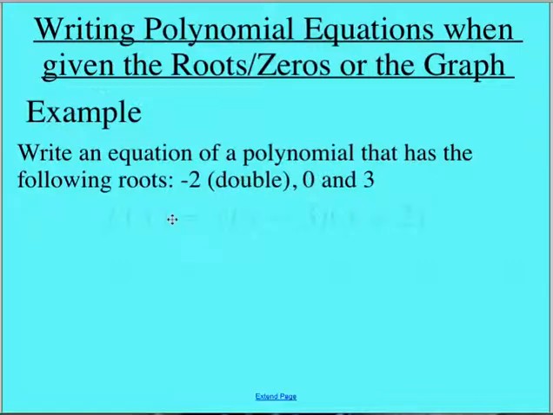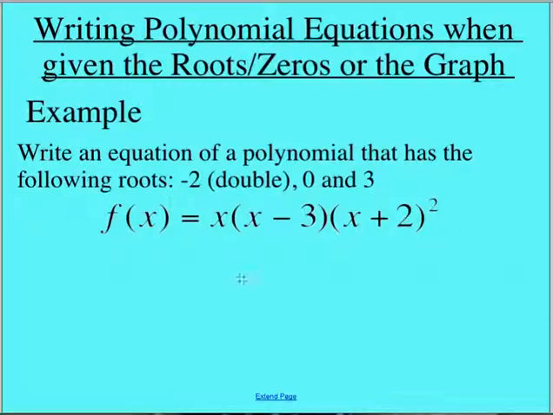So first thing is to write it as a product of its factors. When you have an x-intercept of 0, that means x is going to be by itself. And then I have 3 is x minus 3. And then I told you that -2 is a double root. So that's going to be a factor of x plus 2, and then it's going to be squared.